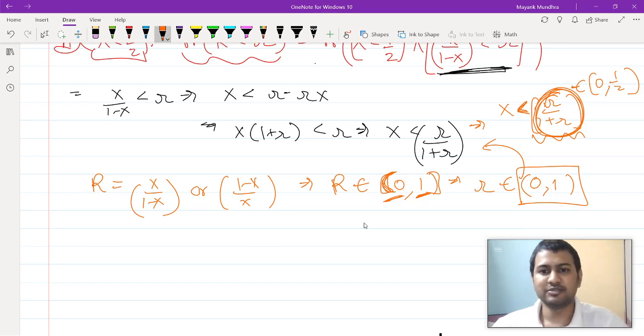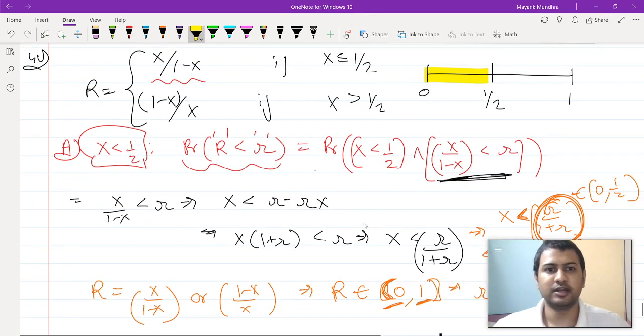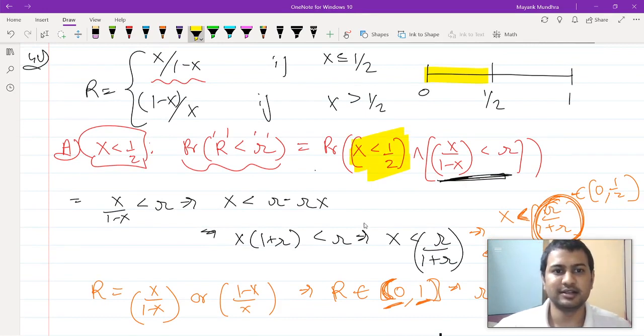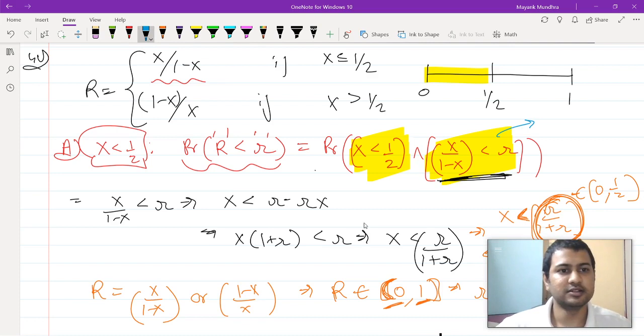So in this probability I have laid down two conditions. Condition 1: x less than half. Condition 2: x upon 1 minus x should be less than r. Now this condition is nothing but x less than some function f of r, where this function f of r can take values in 0 to half.